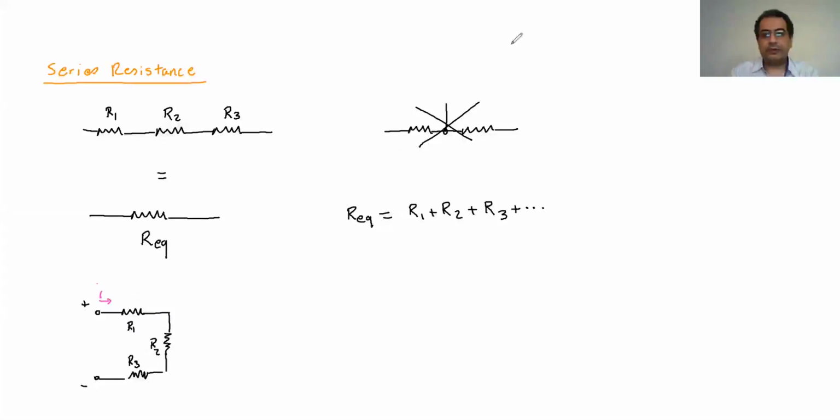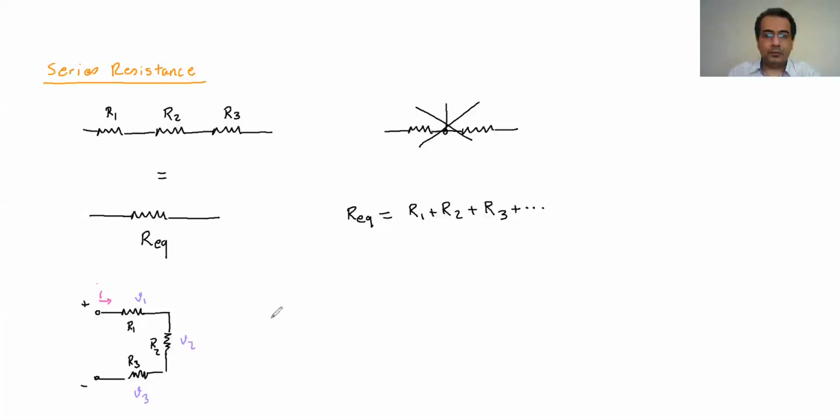They have different voltages. For example, this one is V1, this one is V2, this one is V3. So they have different voltages, but they all have the same I. Because whatever I goes through this one comes out of that, then goes to the next one, comes out of that, then goes to the next one. So I is going to be the same for all three of them.